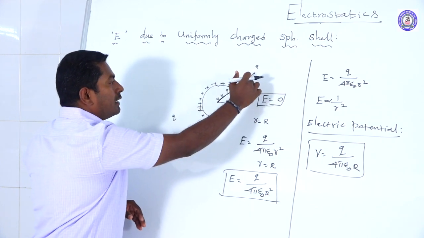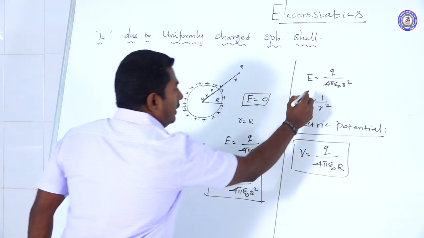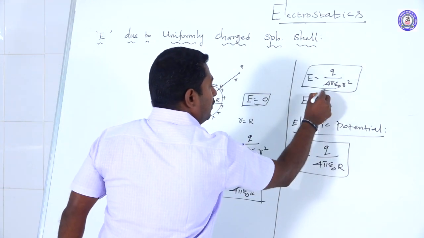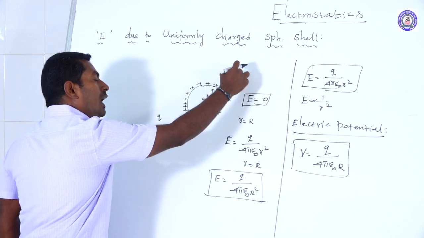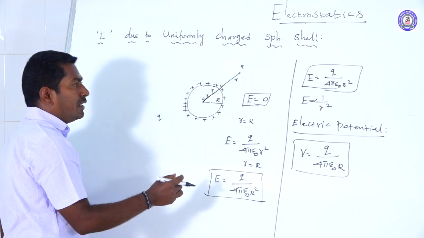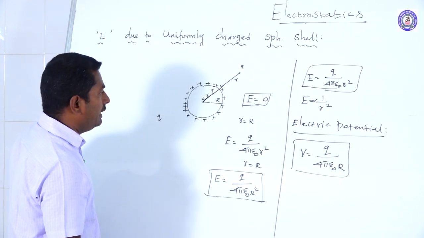If we assume a point outside the uniformly charged spherical shell, electric field intensity E is equal to Q divided by 4 pi epsilon naught r square. So as the distance increases from the center outside the shell, the electric field intensity produced by the uniformly charged spherical shell goes on decreasing.